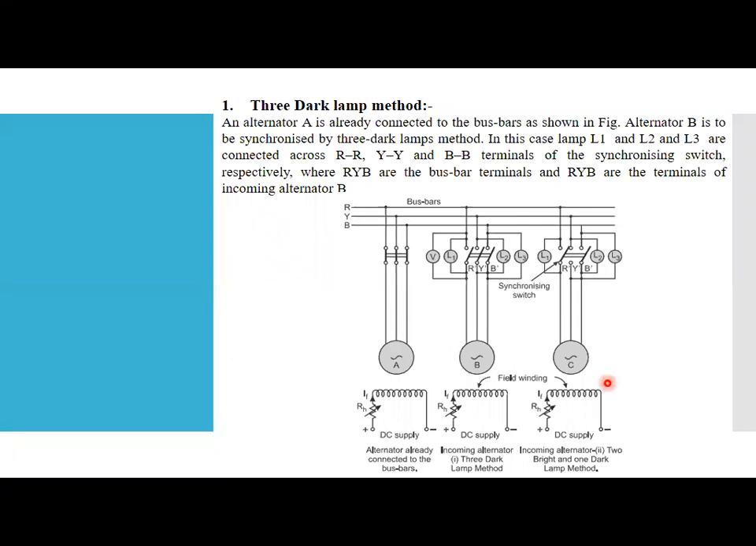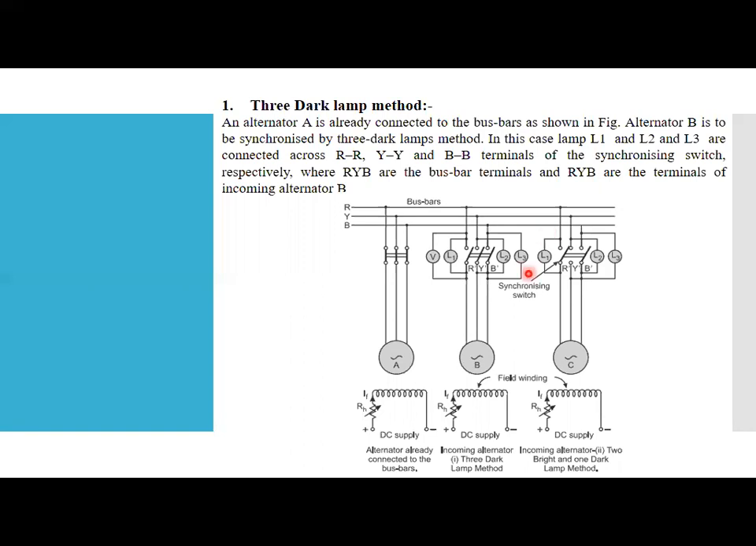Okay, is it understood? Simply, both are given in the figure, figure number B and figure number C. Alternator B we are synchronizing with alternator 1 by using the three dark method, and alternator C we will synchronize by using the two bright, one dark method. So if you are writing only three dark, you have to draw only this B. And if you are writing two bright, one dark, then you have to draw only this C. It is not compulsory to draw all three. Okay, from the exam point of view.